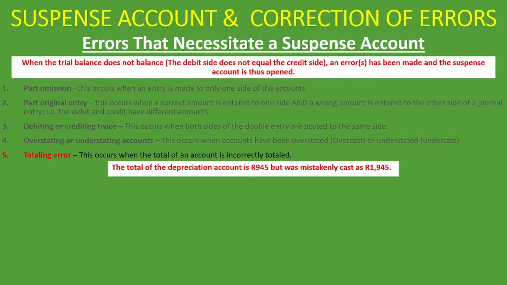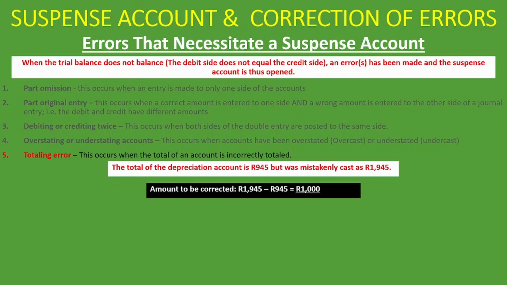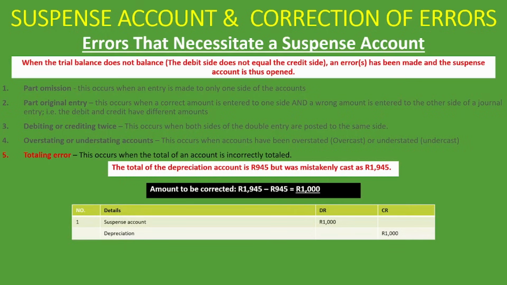So our depreciation, like I've just mentioned, has been overstated by 1,000 rand. How did we get that? Well, it's the 1,945 rand minus the 945 rand gives us 1,000 rand. So that means we need to reduce our depreciation by 1,000 rand. So we're going to credit depreciation to reduce that expense account and debit our suspense account. And here's how it's going to look. Debit suspense account 1,000 rand. Credit depreciation 1,000 rand. I hope that was easy enough.